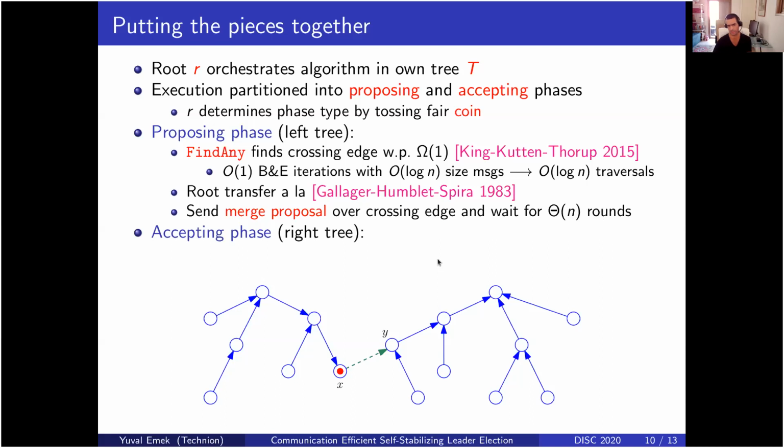Meanwhile, the accepting tree, during the accepting phase, also runs a logarithmic number of traversals.